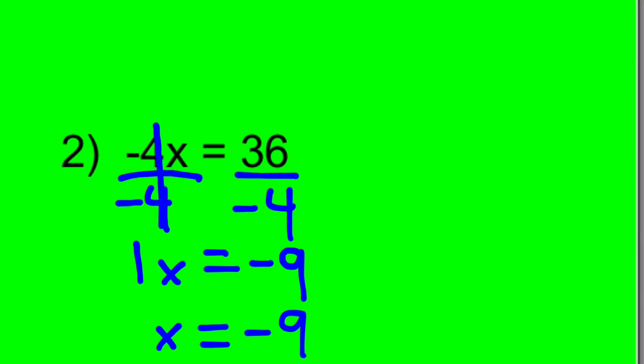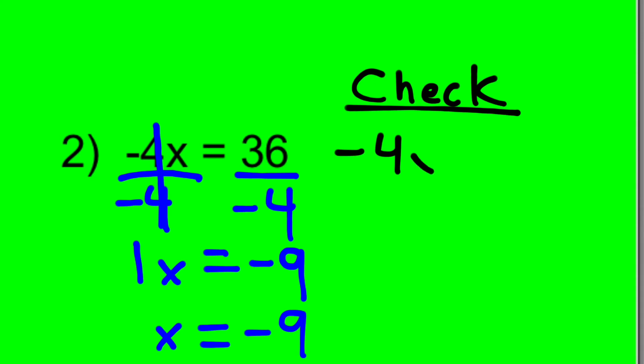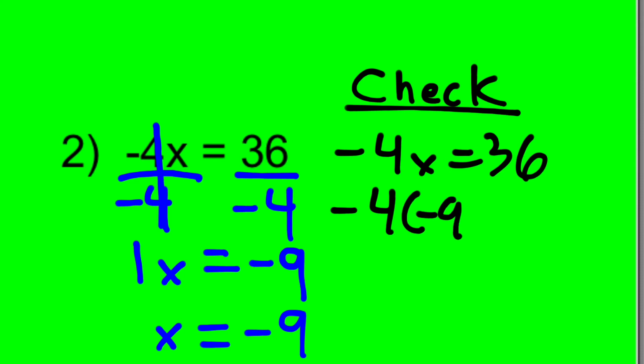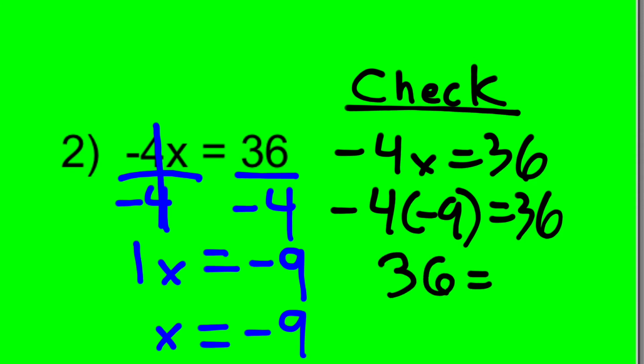Now, how do I check it? Well, I check it by writing the math equation again, negative 4x equals 36. I substitute in negative 9 for x. And is that true? Does negative 4 times negative 9 equal positive 36? Absolutely. If you remember your integers, a negative times a negative is a positive. Both sides are equal.